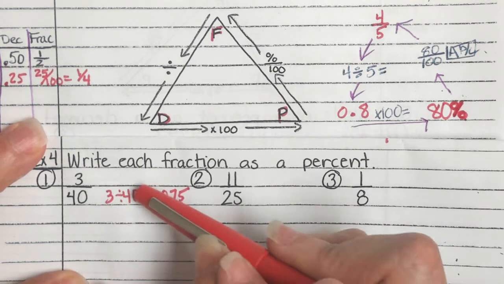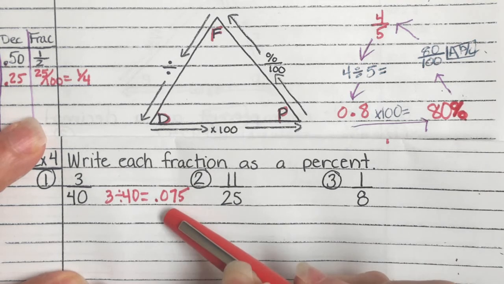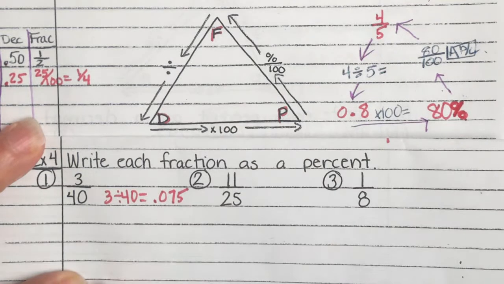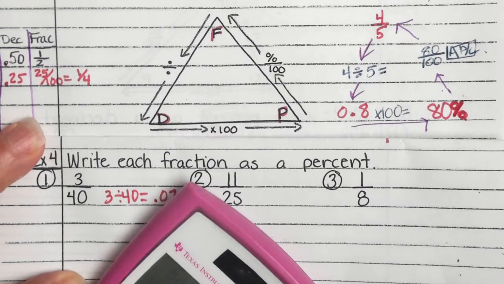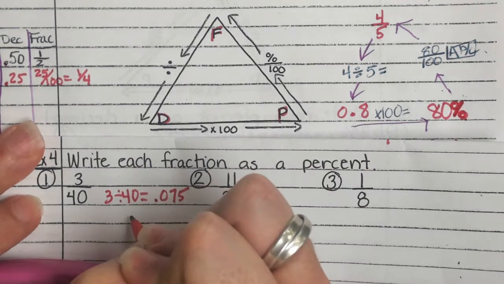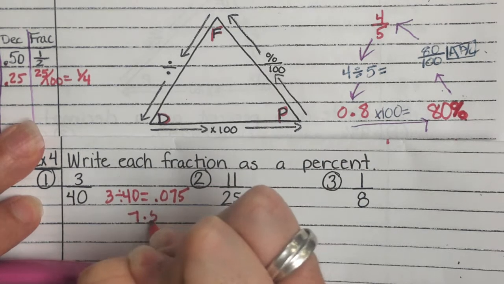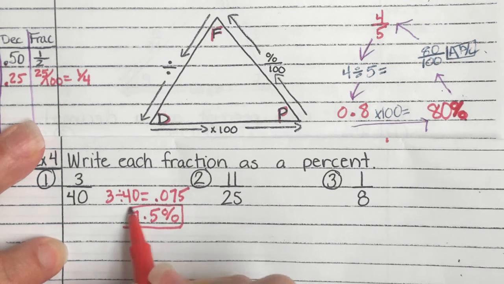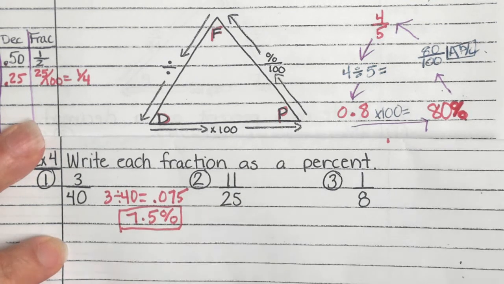Okay, 3 divided by 40 equals, and I get that. But that's the decimal. To get it to a percent, we now need to do times 100. That gives us 7.5. But you got to have the percent sign, or it is wrong. 7.5%.